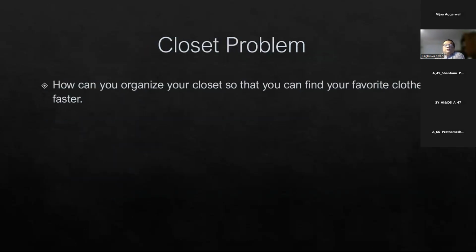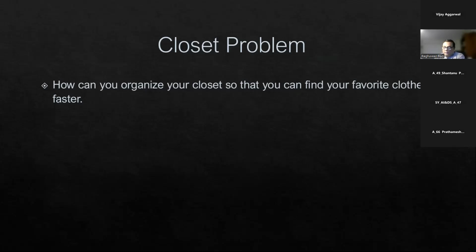Okay, so let's see how this applies to our daily life. Let's say you have a closet, and in your closet you have to organize the clothes in such a way that you find your favorite clothes faster. Is there a mathematical way that you can use to sort your clothes so that you're able to find them faster? This is a variation of the caching problem that we have.